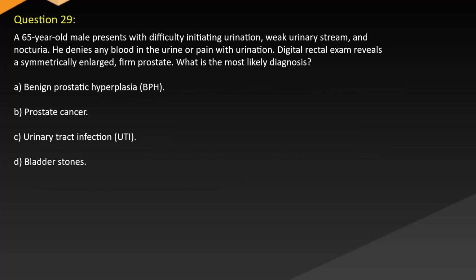Question 29. A 65-year-old male presents with difficulty initiating urination, weak urinary stream, and nocturia. He denies any blood in the urine or pain with urination. Digital rectal exam reveals a symmetrically enlarged, firm prostate. What is the most likely diagnosis? A. Benign prostatic hyperplasia (BPH). B. Prostate cancer. C. Urinary tract infection (UTI). D. Bladder stones. Answer A.